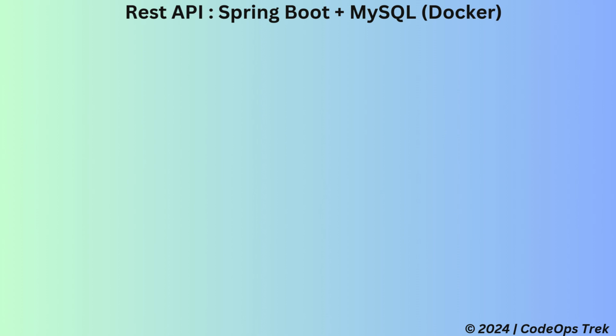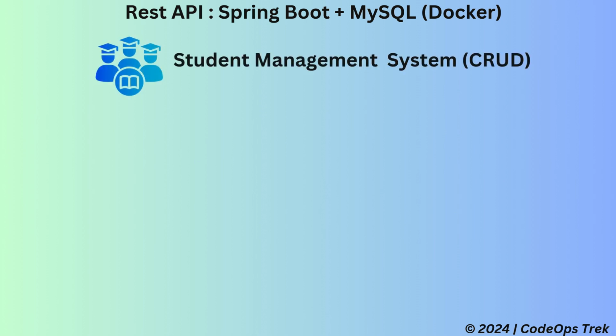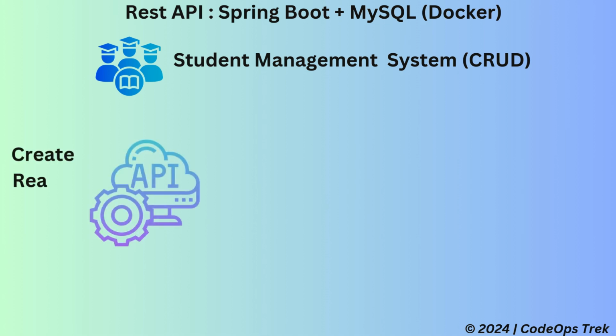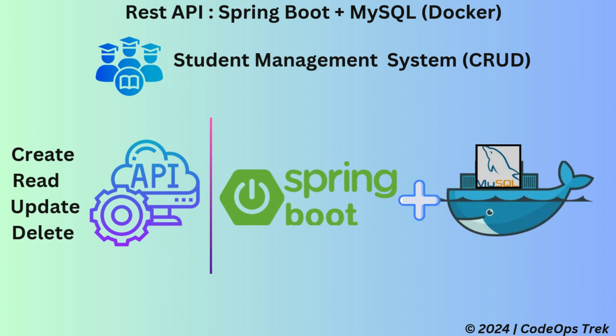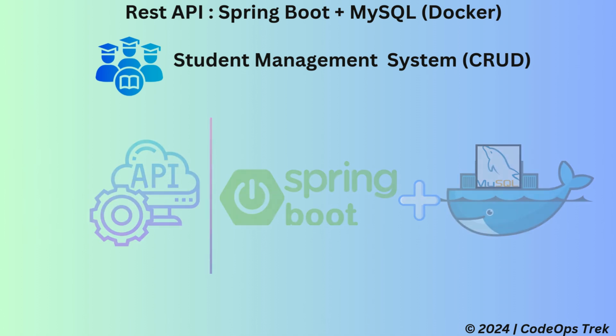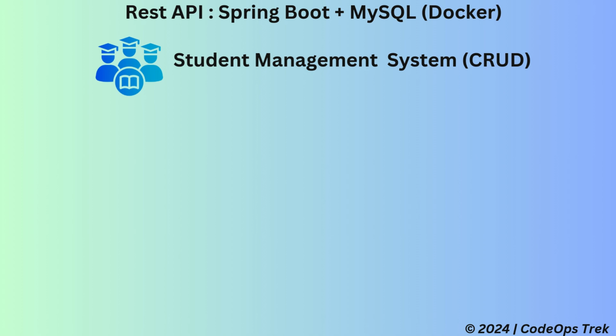In this tutorial, we will build a simple student management system with basic CRUD operations, which are create, read, update, and delete, using Spring Boot for the backend and MySQL as our database, running inside Docker. Think of it as a project where you'll manage students' information, like their ID, name, date of birth, and parents' details. It's a practical example, and by the end, you'll have a fully working REST API that you can use for any other project. We will break this project into 3 main parts, making it easier to follow along.